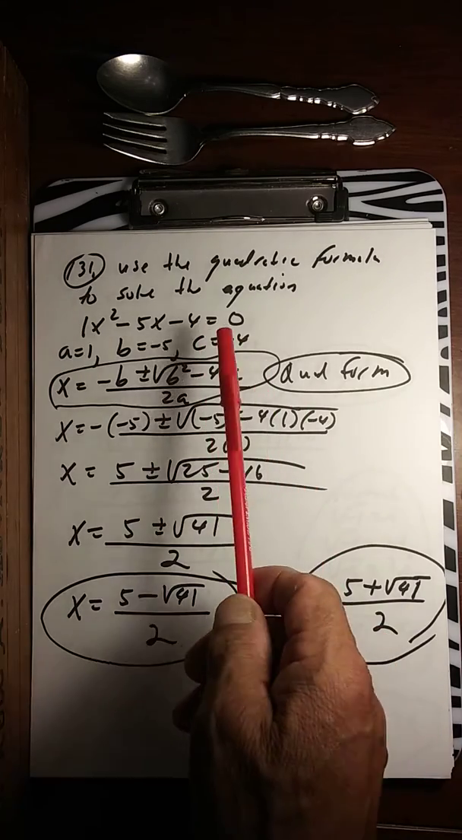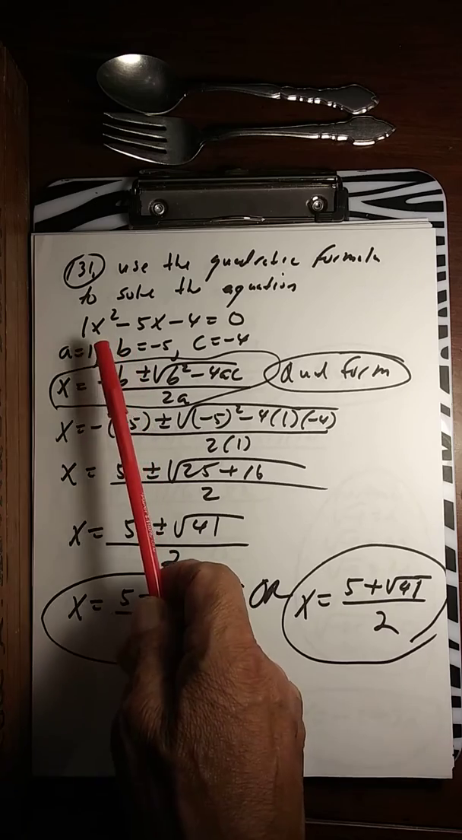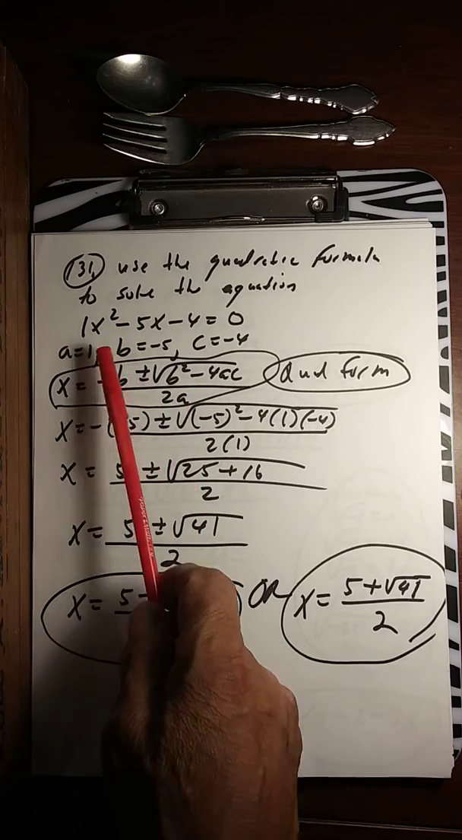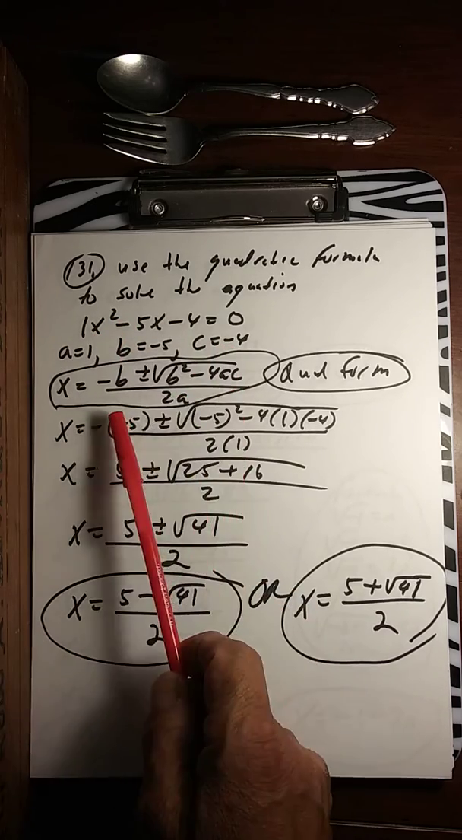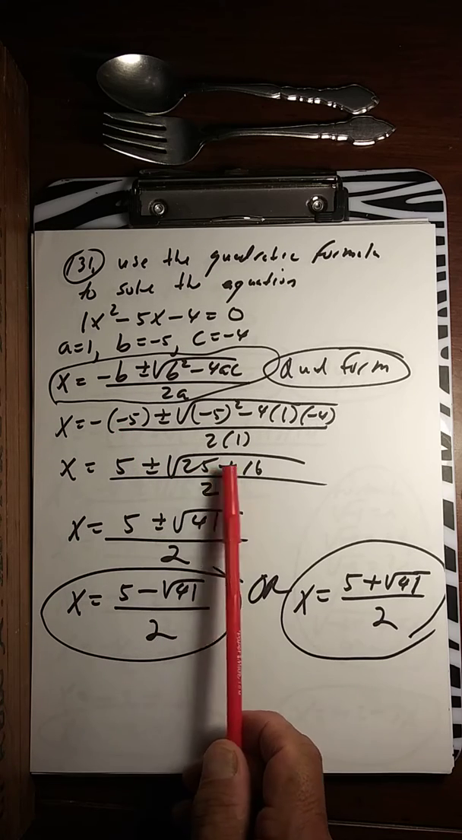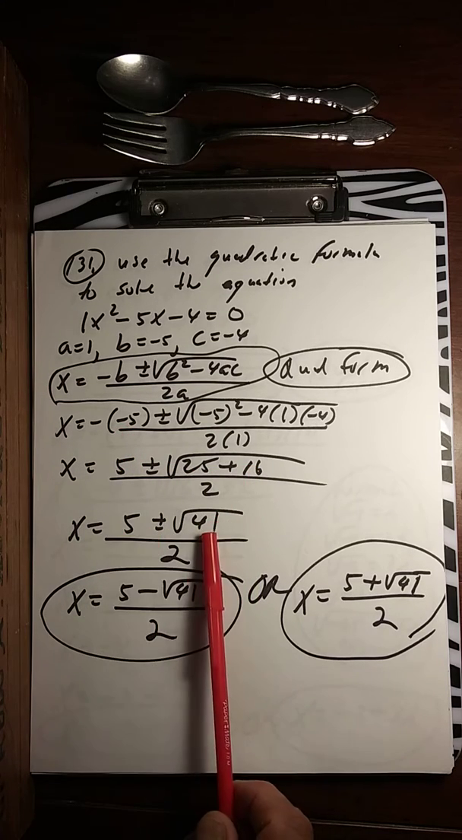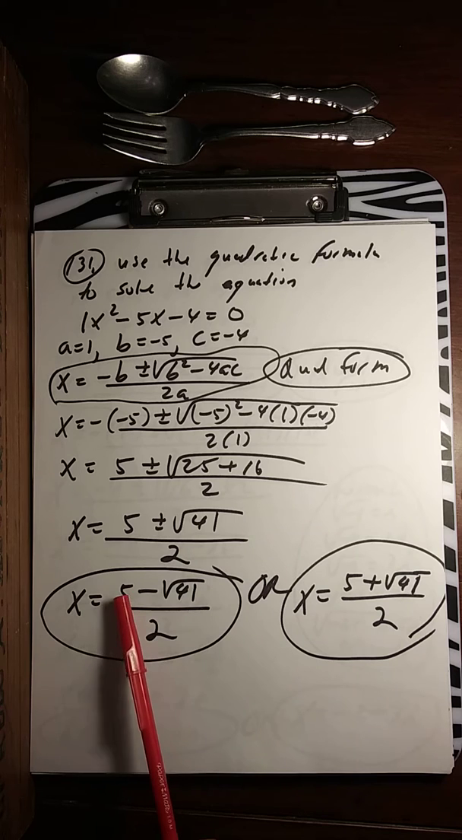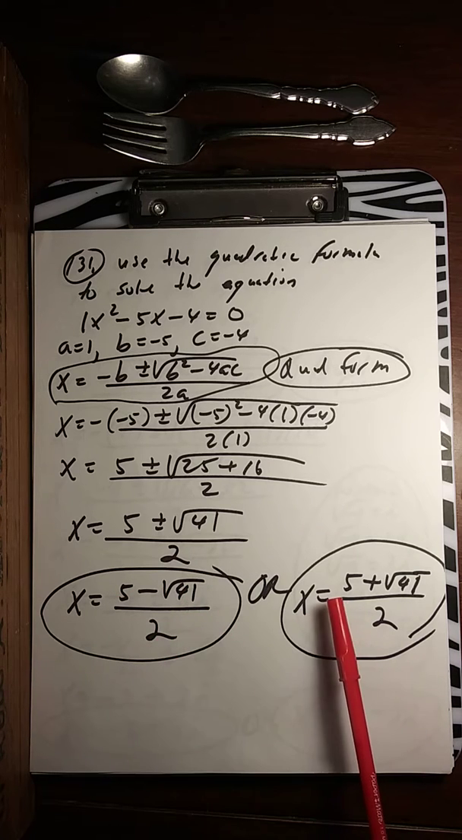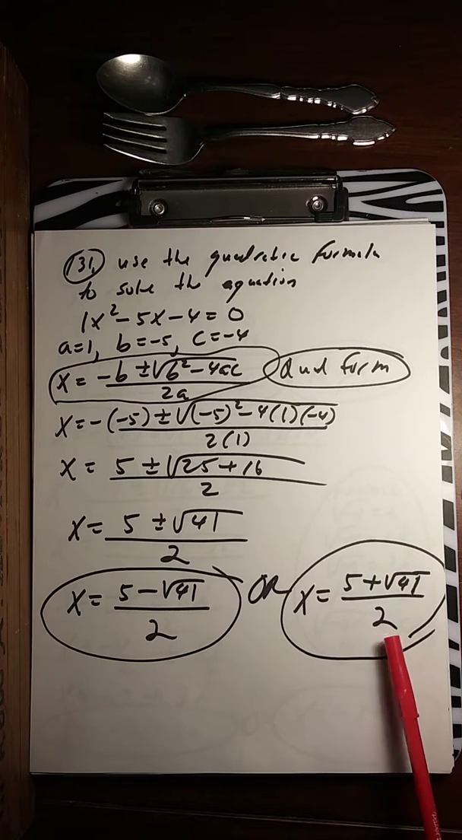Use the quadratic formula to solve. So we have a, b, c. 1, minus 5, negative 4. Put it in there. Negative negative is positive. 25 plus 16 is 41. And square root of 41, that's all we can do with it. So leave it alone, negative negative 5. Minus square root of 41 over 2. 5 plus square root of 41 over 2. That's it.